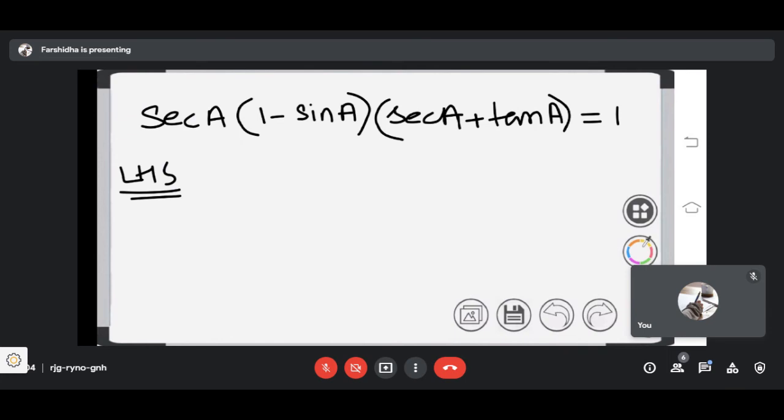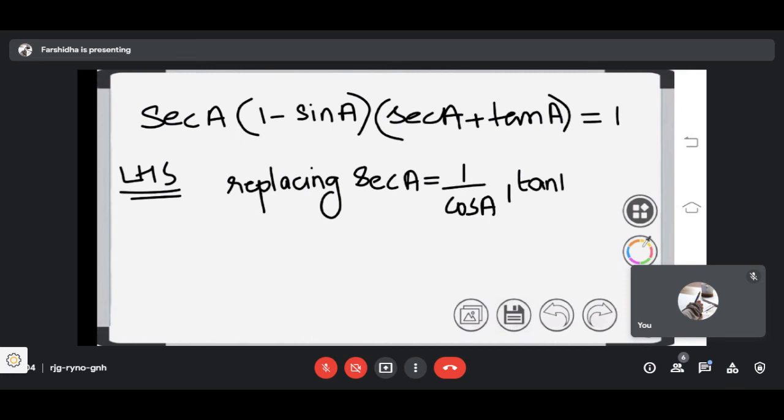So write down, replacing sec A equal to 1 by cos A. Sec and cos are reciprocal, so you can write sec A equal to 1 by cos A. And I'm changing tan A equal to sin A by cos A. So I'm replacing all the sec in the question as 1 by cos A and tan in the question as sin A by cos A. We know tan A is equal to sin A by cos A, sec A equal to 1 by cos A. So I'm replacing it.